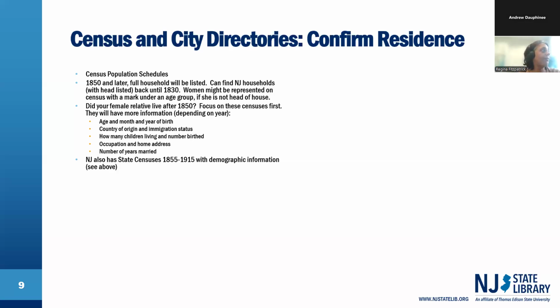The state censuses should have similar demographic information, again, depending on the year. Again, this is really nice for those of us in New Jersey because instead of a 10-year gap in information, we have a 5-year gap, which is very nice.